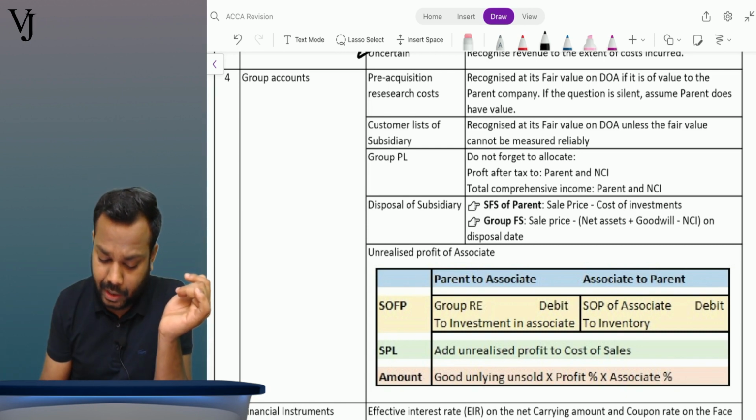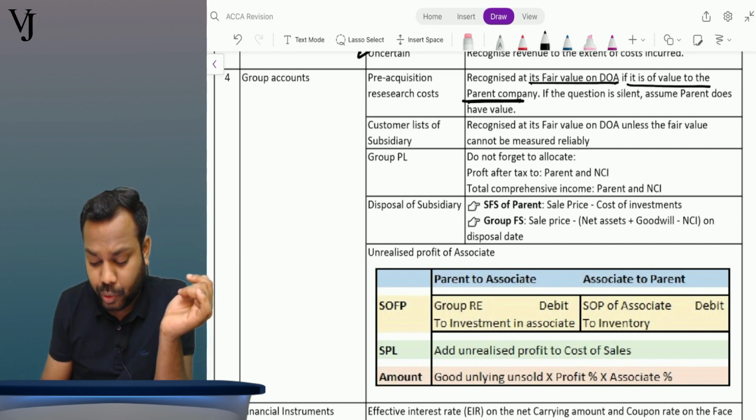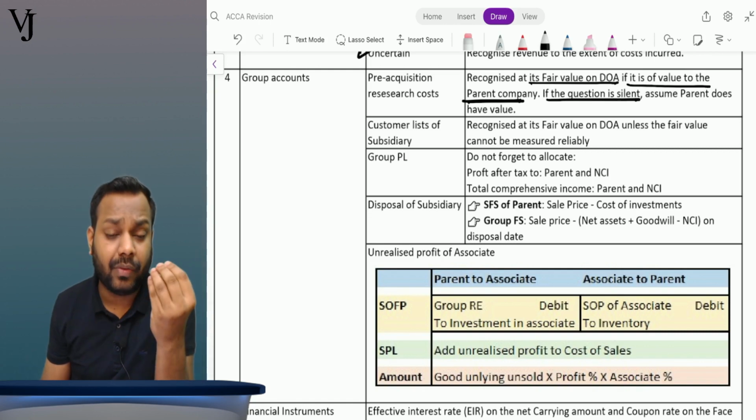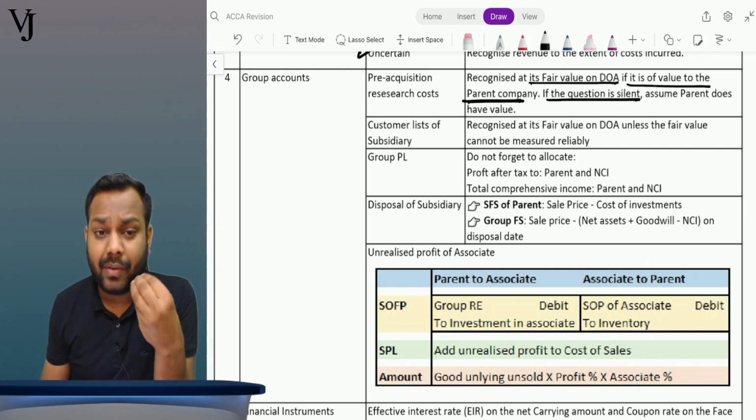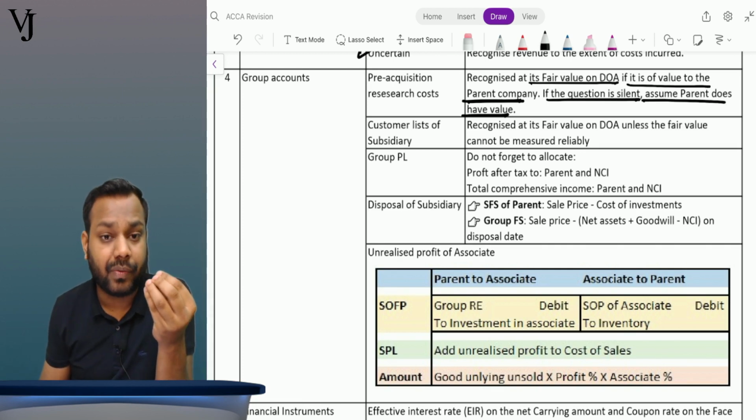Pre-acquisition research cost is recognized at its fair value on the date of acquisition if it is of some value to the parent company. If the question is silent, if it does not mention whether it has some value or doesn't have any value to the parent company, then assume that the parent company does have value for that asset.